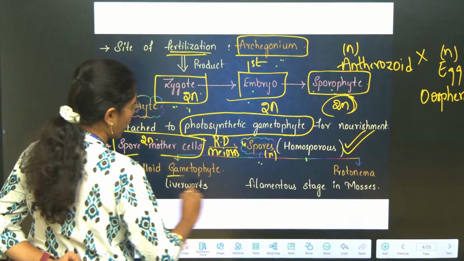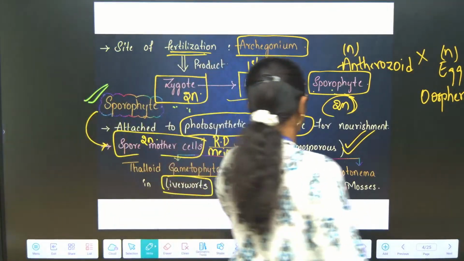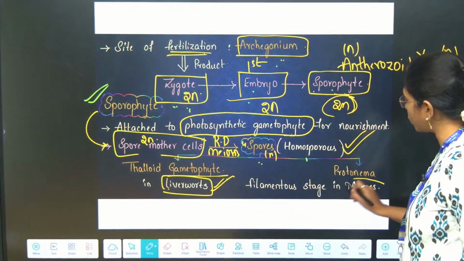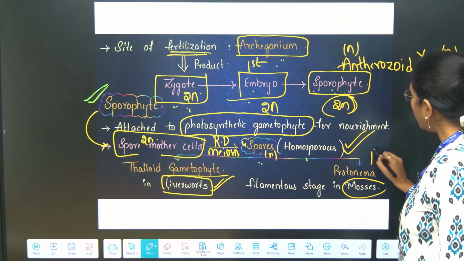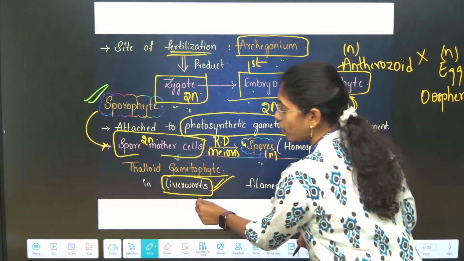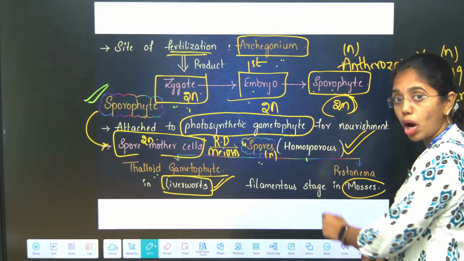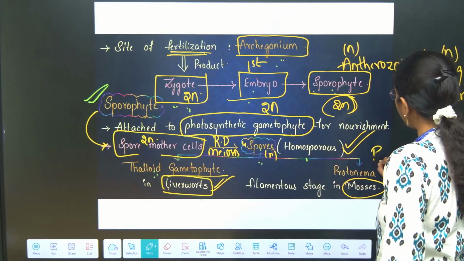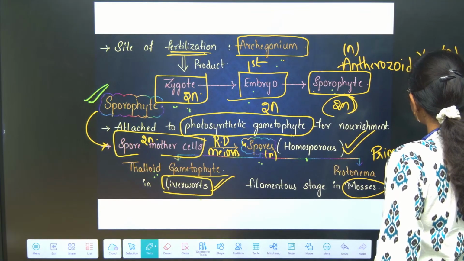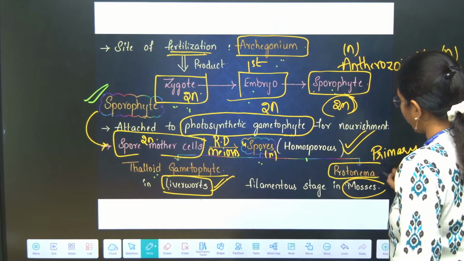It is a thalloid gametophyte in the liverworts. In liverworts it is a thalloid gametophyte, and then in mosses the spore will first develop into a primary gametophytic structure called protonema. If the spore is of a liverwort, this develops into what? Thalloid gametophyte. If it is maturing into a moss, this first turns into a primary gametophytic structure. That primary gametophyte is the protonema in bryophytes.